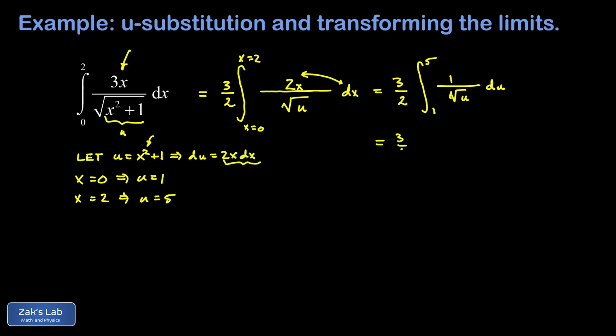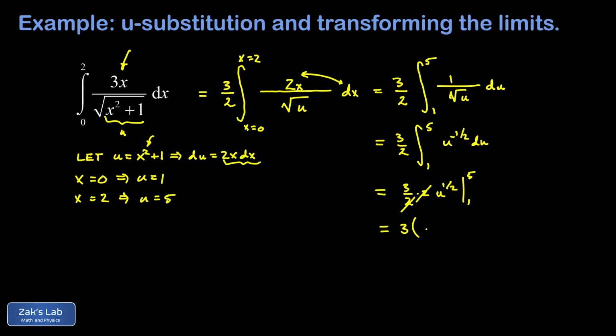So we're going to write 1 over square root u as a power function. And I get 3 halves integral from 1 to 5, u to the negative 1/2 du. And now I use the power rule backwards to get the antiderivative here. So I add 1 to the exponent, giving me a u to the 1/2. And then I divide by 1/2, which is the same as multiplying by 2. Now we're going to evaluate this as u goes from 1 to 5.